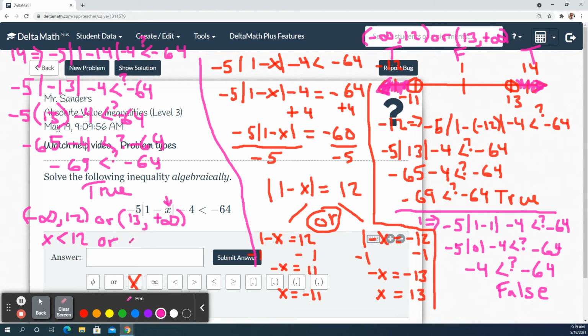Or what would we do for this one? X is going to be greater than 13. If this were between those two, then we would write it differently, but let's just go ahead and see how this works. X less than 12 or x greater than 13. Let's see if they like inequalities or they force set notation. X less than 12 or x greater than 13. Let's see how we did.